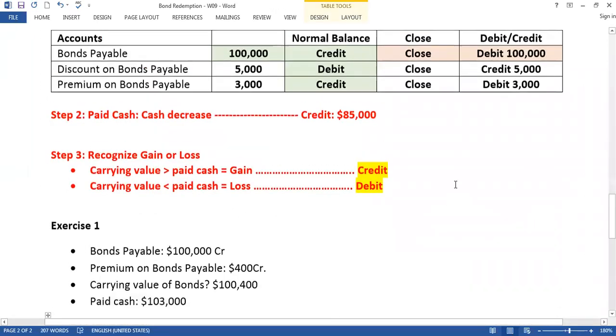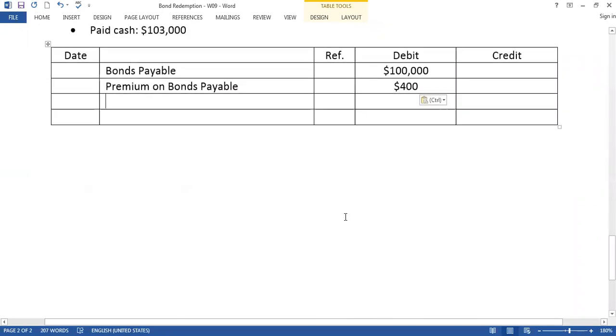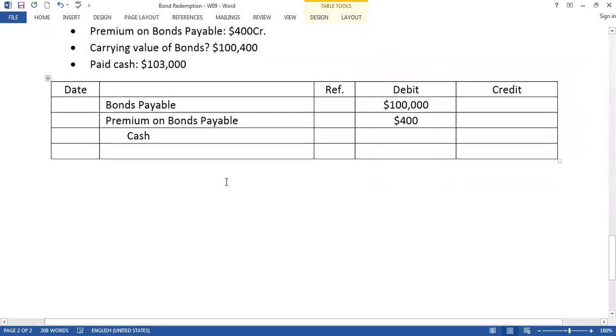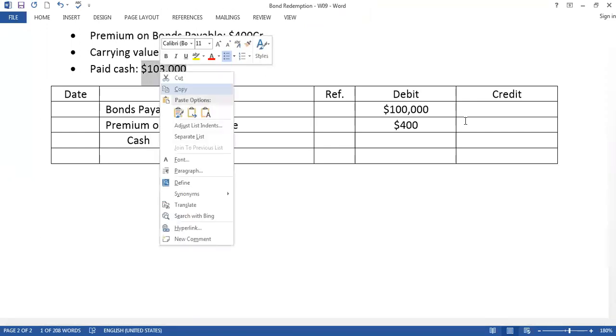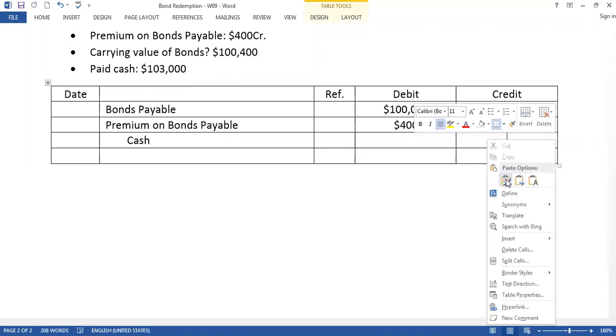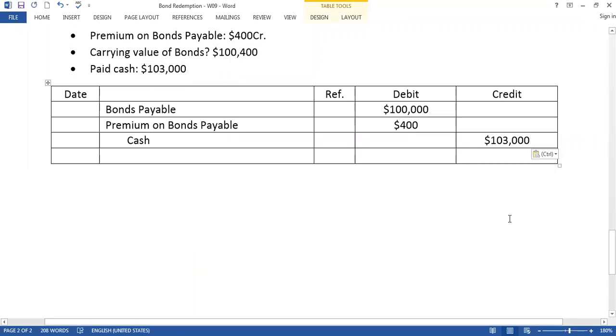So if we paid cash, I told you that it is credit. In the exam, you have to follow this style. First we write debit, then we put some space, then we write credit. If you do not follow this, I will deduct your grade. So what is the amount of cash we paid? We paid 100. We paid this amount.